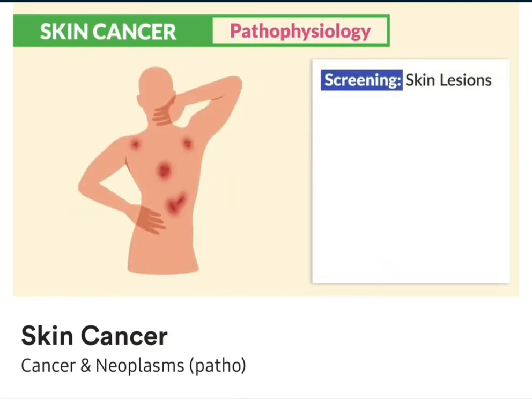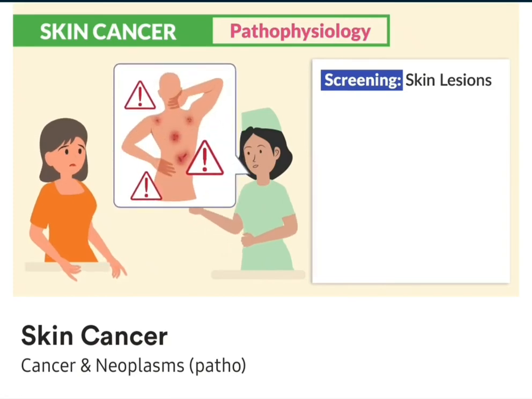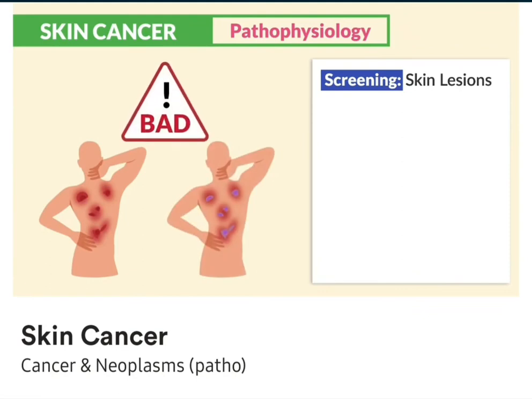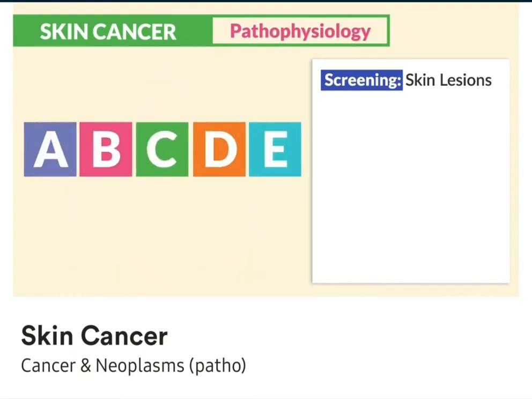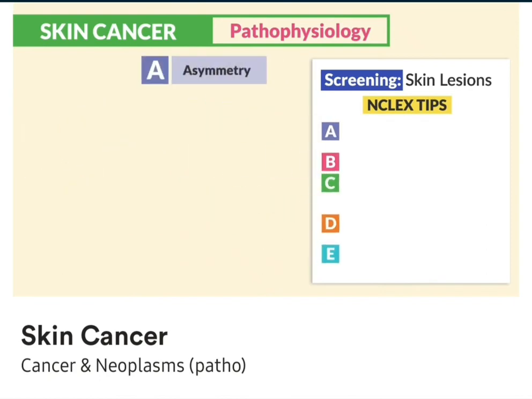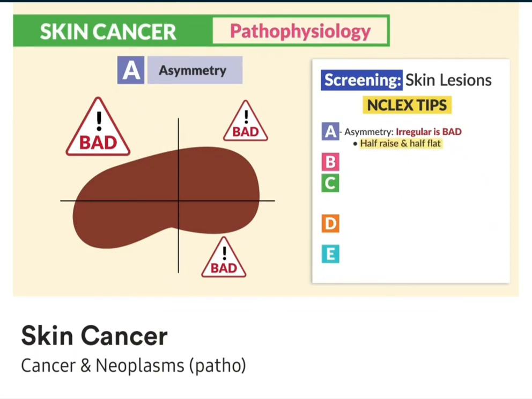Now, in terms of signs and symptoms, screening for skin lesions is the biggest key point. The key here is prevention, so we must educate clients to be vigilant on screening lesions. Anything that is changing in size, color, or dimension is bad, and typically means that it's malignant or deadly. So the A, B, C, D, E are the biggest NCLEX tips for screening. So write this down. A is for asymmetry. Just think irregular is bad, or irregular is not regular. Something is wrong here. So a lesion that is half raised and half flat, that is not round, has asymmetry.